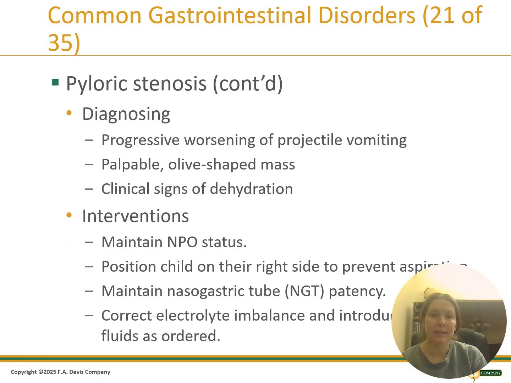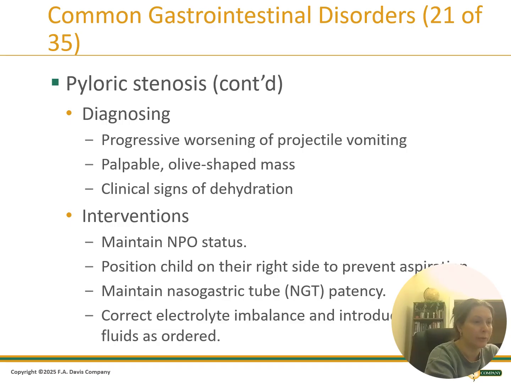So our hallmark symptom of this is the progressive worsening of projectile vomiting. The child may also have a palpable olive-shaped mass. We want to look for signs of dehydration. After having these projectile vomiting episodes, the child can often appear hungry after the vomiting episode.